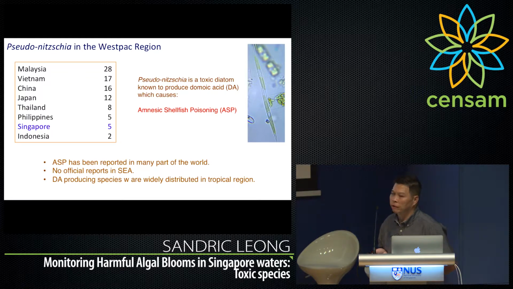In Singapore, we have confirmed 5 species, and out of the 5, 3 of them are able to produce toxins. These toxins are known to cause amnesic shellfish poisoning, which is quite harmful to us. So far, this shellfish poisoning has not been reported in Southeast Asia. And actually, these domoic acid producers are widely distributed in the tropical regions.